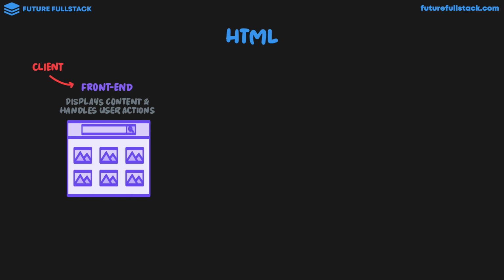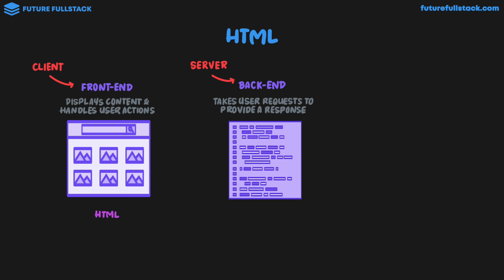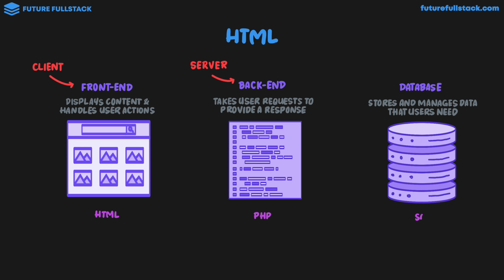So on the front end, we see HTML. On our back end, which we call the server, this takes user requests to provide a response. It's just a whole bunch of code. A server-side language around in the early days of the web would be something like PHP. And then we have our database, which stores and manages data that users need. An example of a popular database language is SQL.